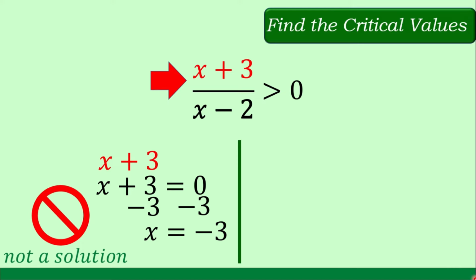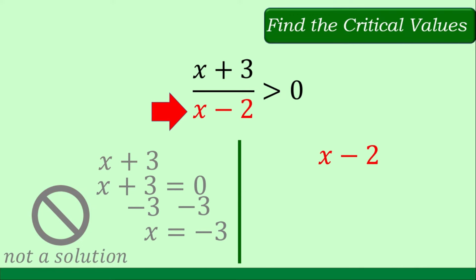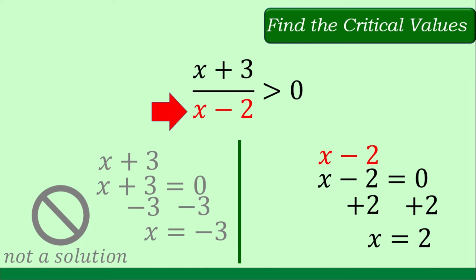Now, we are done with the numerator. So this time, let's focus on the denominator. Let's take that out. Let's equate that to 0. And let's add 2 to both sides to find x. X will be equal to +2.